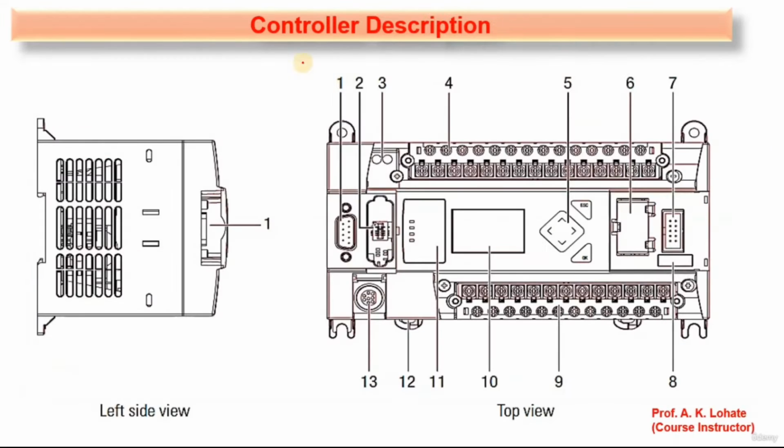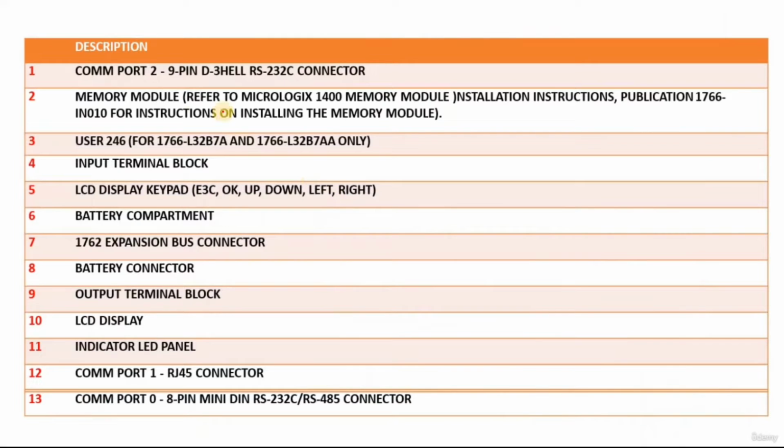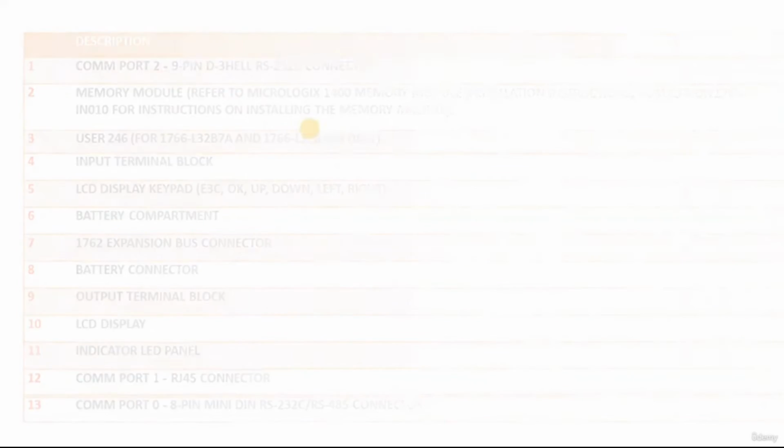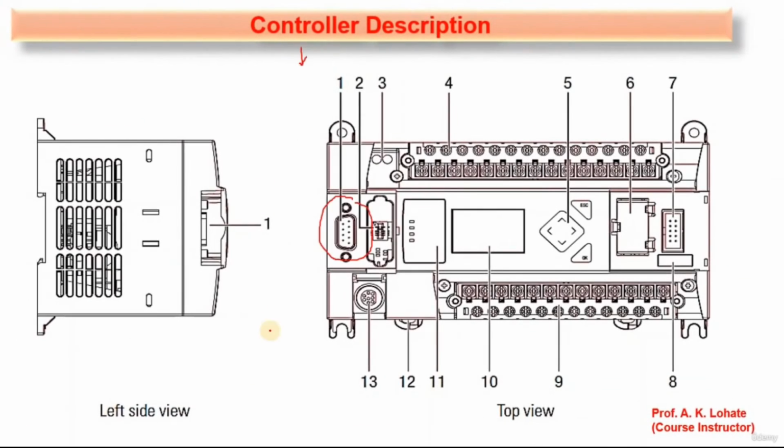Basically, this is our controller. Here I have given some numbers to the particular components. For example, this first one is the COM port. Basically we can see the RS-232 communication cable. We are going to discuss the communication protocol in detail in the upcoming sessions, right? So this is the RS-232 communication cable.